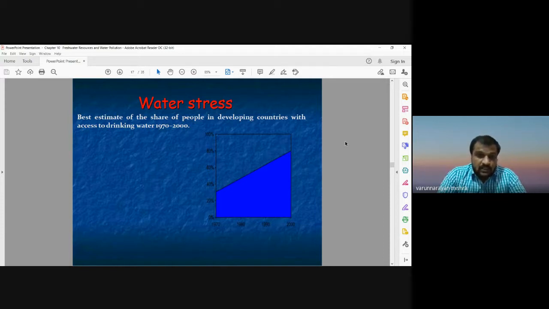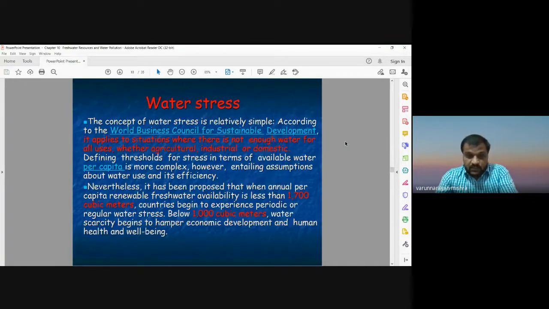Water stress means you can say a high demand for water in comparison to less availability of water. So there is a high stress on the water, and the people living in countries, especially developing countries, are not having access to drinking water. So we need to provide good drinking water, and that may overcome the problem of water stress in that region.